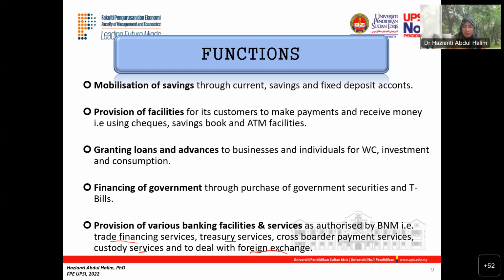This we already did when we studied the money market the other day. Also functions of a commercial bank, as well as provision of various banking facilities and services authorized by Bank Negara Malaysia. You can see at the bank we have counters for forex. So those are the services authorized by Bank Negara, especially for cross-border payment, trade financing services, treasury services, as well as dealing with foreign exchange. So these are basically the functions of a commercial bank.